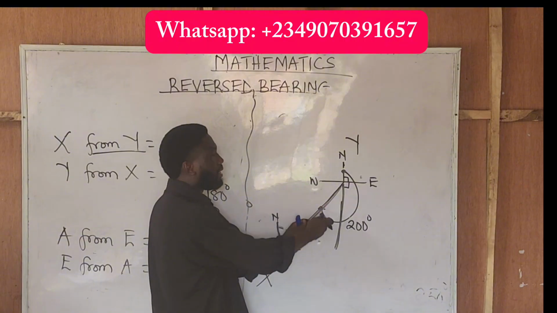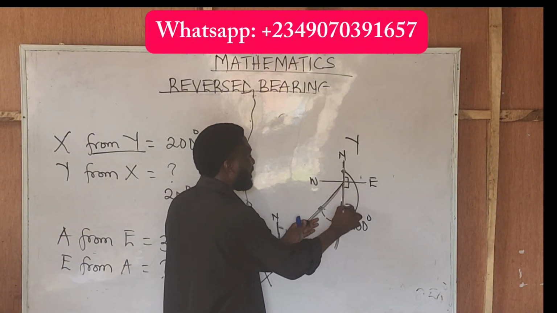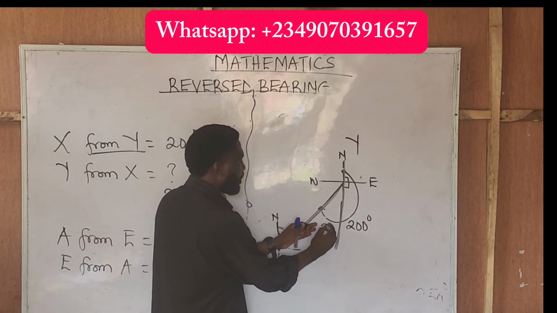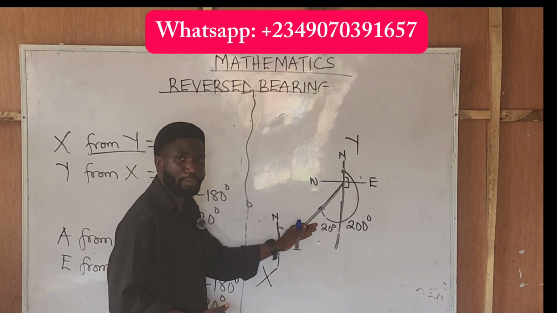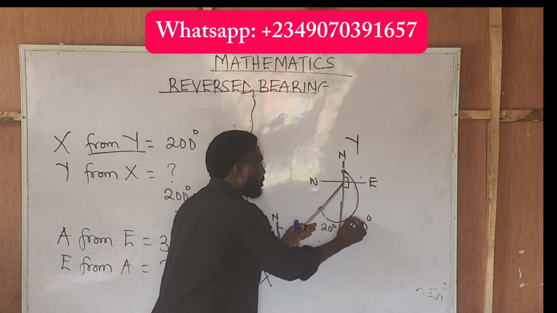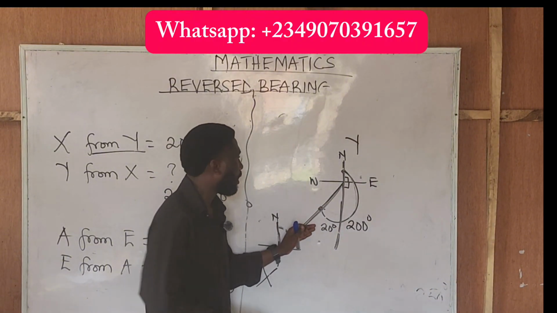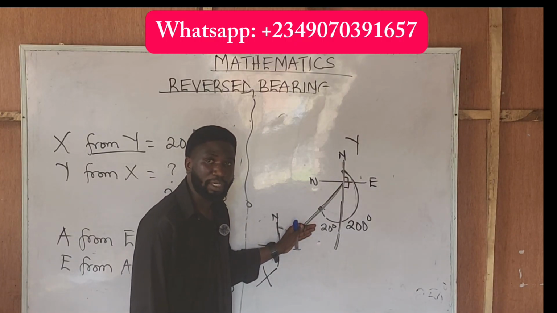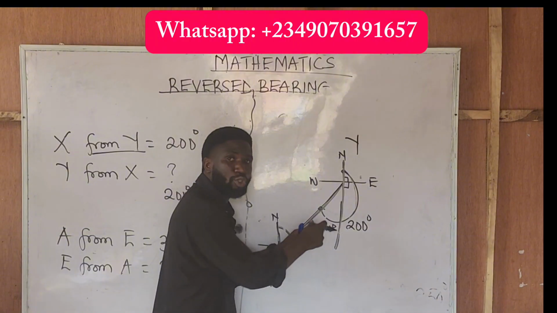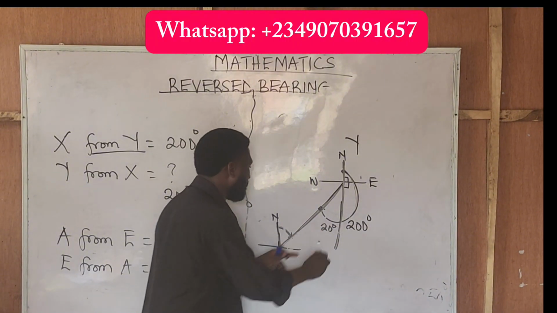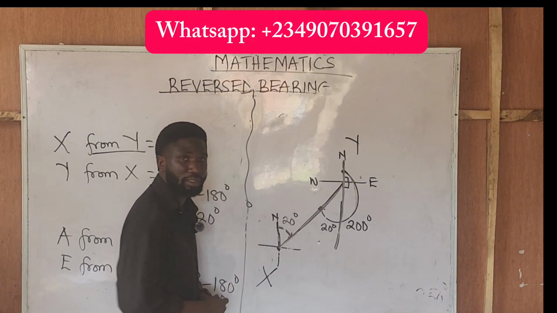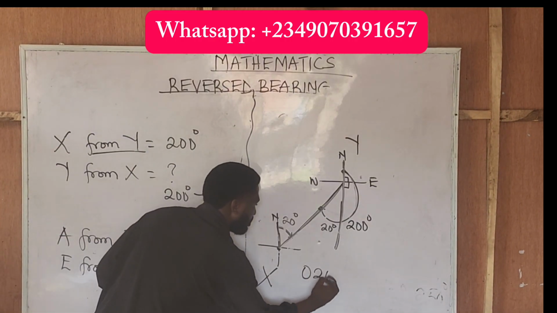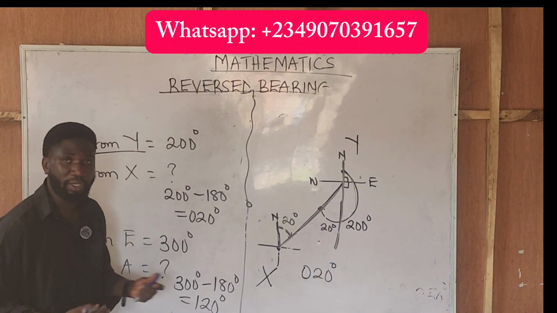Being given 200 degrees, and we know that angles in a straight line are 180, what we have left here is going to give us 20 degrees. I hope you are getting my point. We are being told that from here down to this side is 200 degrees, and angles in a straight line are 180 degrees. Are you with me now? So 180 plus 20 will give us 200 degrees. If here is 20 degrees, then this point here is going to give us 20 degrees. So therefore, the bearing of Y from X will now be 020 degrees. I hope you get my point now.